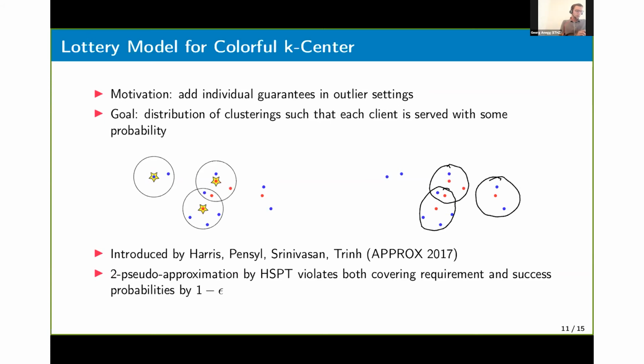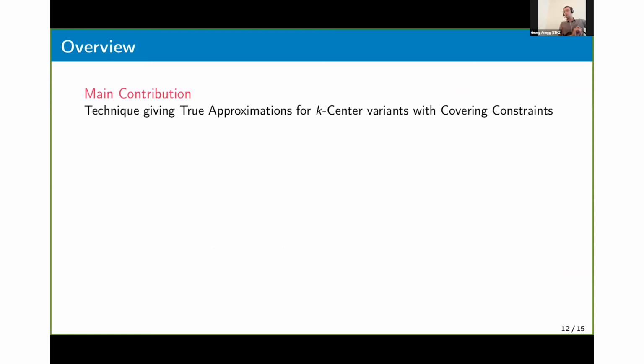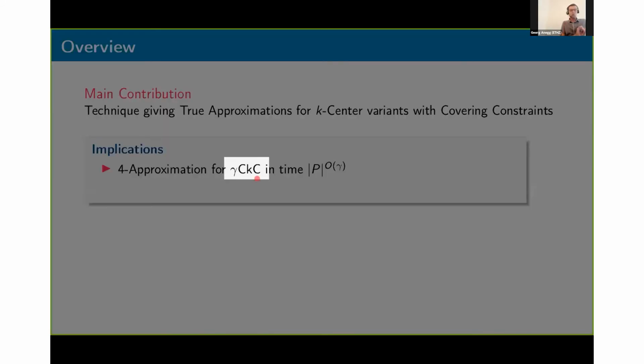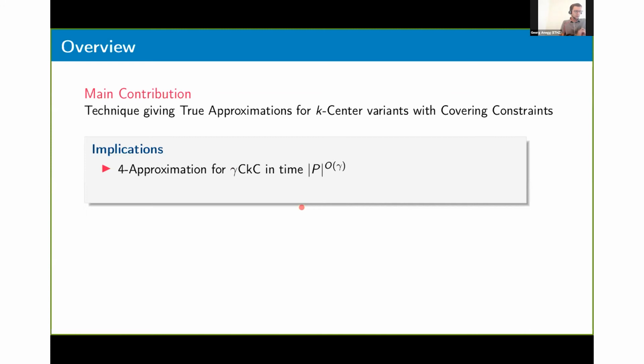So similar to the colorful k-center, there's only a pseudo approximation that was known. Now, our contribution is a technique that gives true approximations for k-center variants with covering constraints, which includes both of these problems. In particular, we get a 4 approximation for the colorful k-center, which I've abbreviated as gamma-CKC, where gamma is just the number of covering constraints, and also a 4 approximation for colorful k-center under this lottery model that I've just talked about.